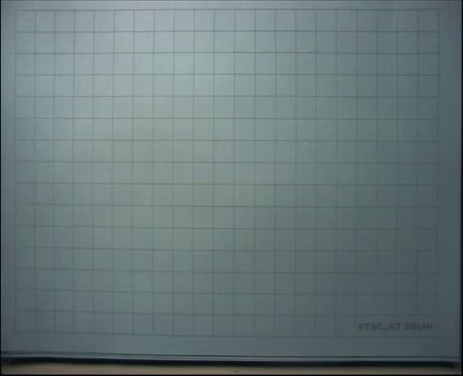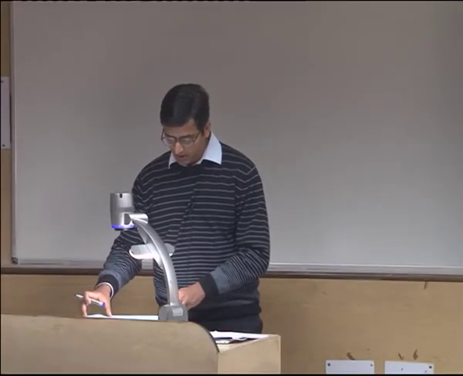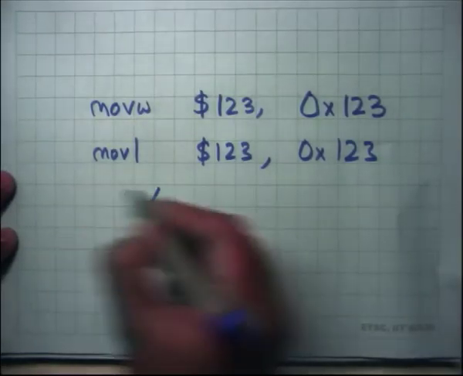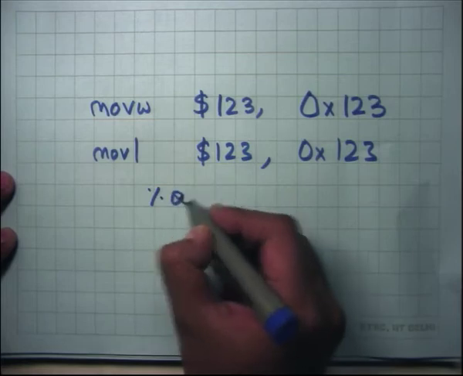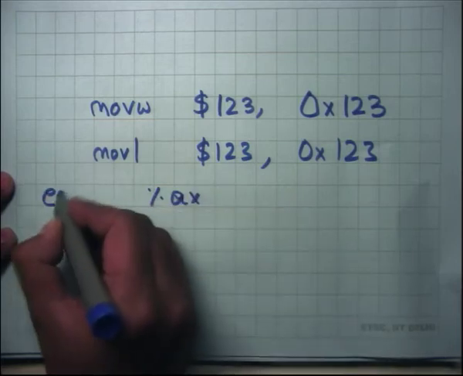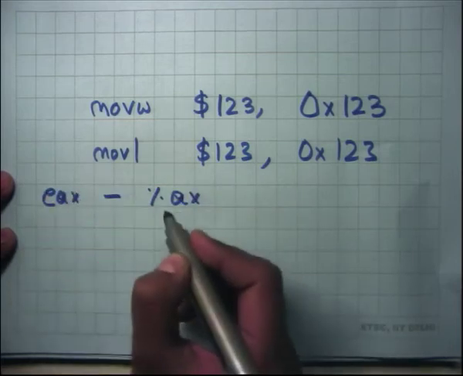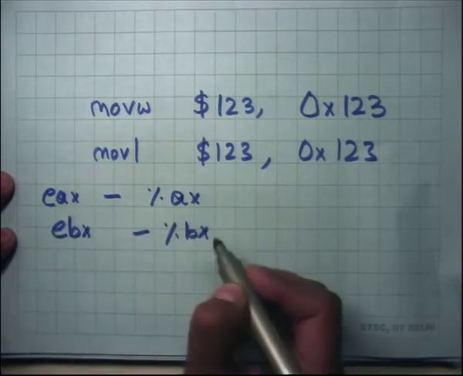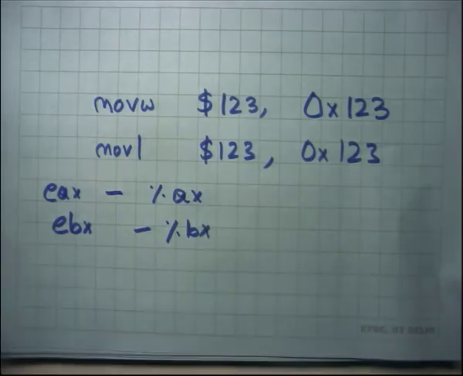How do you address the first 16 bits of a 32-bit register? Well, x86 gives you the ability to say that the first 16 bits of EAX are AX, and EBX are BX, and so on. You cannot access the top 16 bits of a register directly. Not allowed.